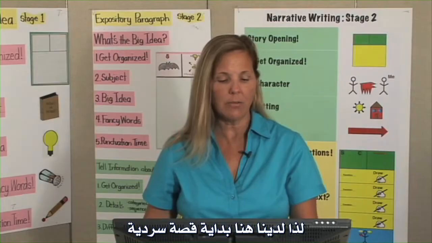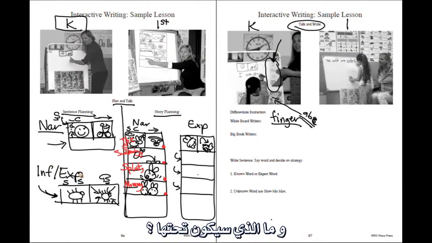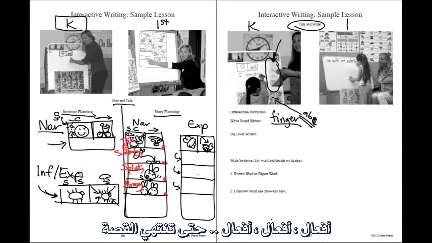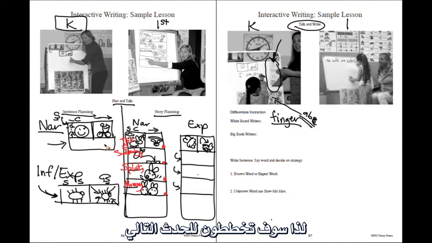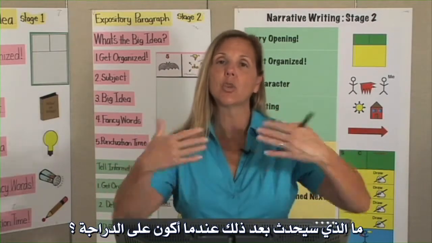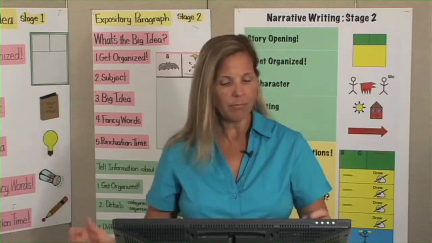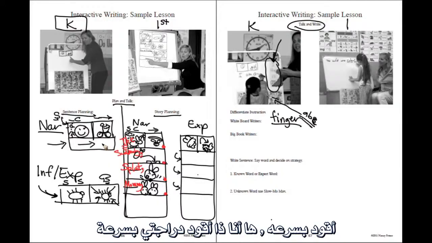So here was a narrative story opening. What's underneath here? Actions, actions, actions till the story's done. So you would plan out the next action. So I am on my bike. What happened next while I was on my bike? I rode fast. So there I am riding fast on my bike. Today we planned I rode fast.